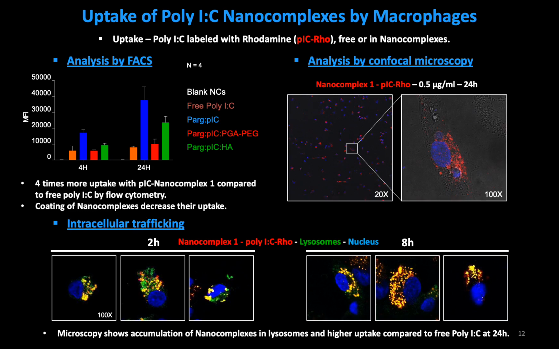Then, by confocal microscopy, we evaluate the localization of the nanocomplexes inside the macrophages. We can observe in these pictures the poly-IC in red, the lysosomes in green, and the nucleus in blue. The overlapping of the signal from the poly-IC nanocomplexes with the lysosomes makes this yellow signal, which is very clear, showing the colocalization of the poly-IC nanocomplexes with the lysosomes in macrophages, where they should exert the therapeutic activity on the TLR3 receptor.